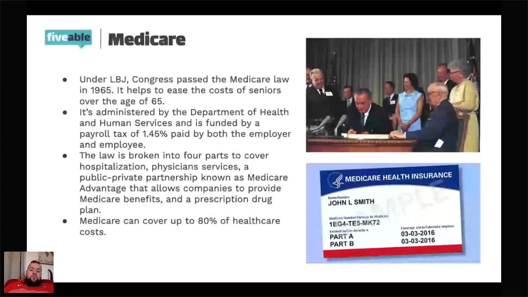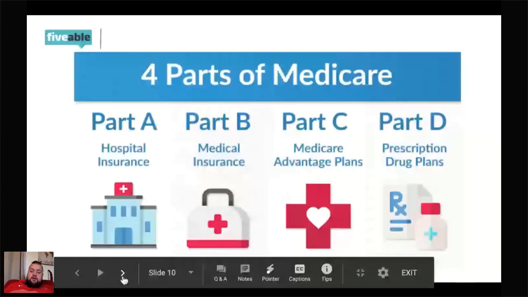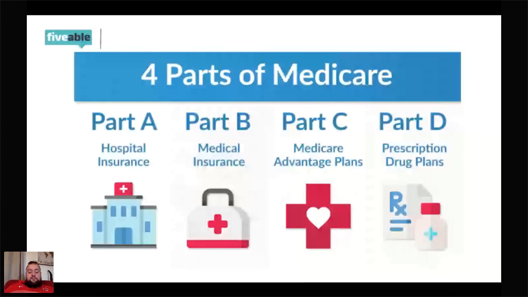When you hear Medicare, you typically hear it in parts A, B, C, and D. Part A is what provides your insurance if you go to the hospital. Part B is medical insurance, like if you're going to an urgent care center because you've got a cold and you need some medicine, or your doctor. Part C is the Medicare Advantage plans. And Part D, which was just added in the early 2000s, is prescription drug plans.